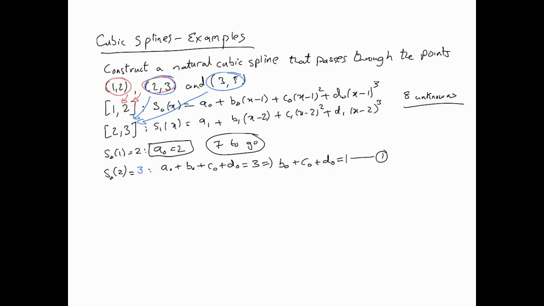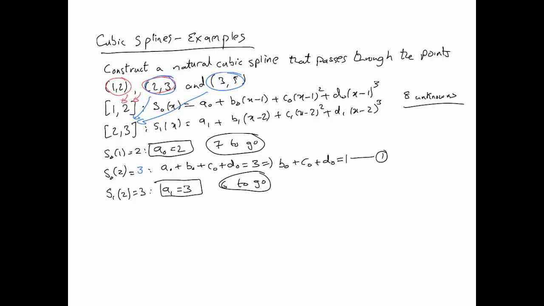Now we'll go to the second polynomial and use the other two data points. We'll use s1 of 2, which is equal to 3 as well. Remember, that also is the matching condition. When we substitute 2 in, the terms all become 0 and disappear, leaving a1 alone, so a1 equals 3. Let's put a box around that. Now we have 6 unknowns still to find, and so far we've got 1 equation.